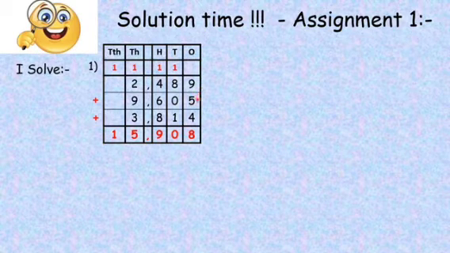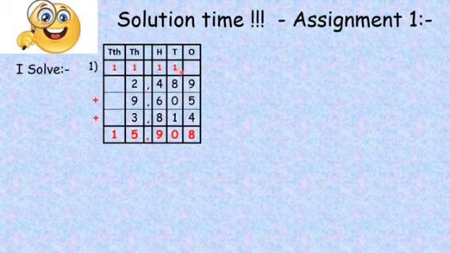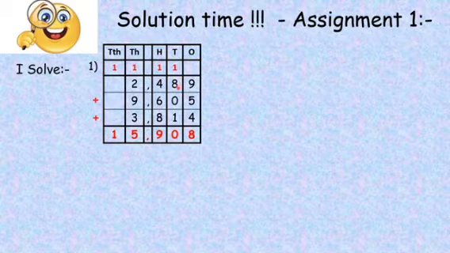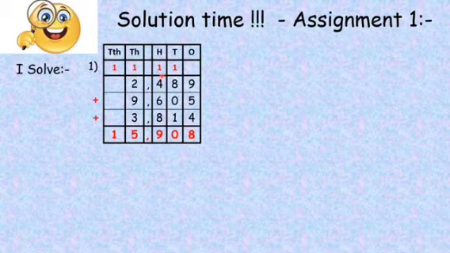So 9 plus 5 plus 4 is 18. We write 8 here and carry over 1 to the tens place. Then we have 1 plus 8 is 9, and 9 plus 1 is again 10. We have 0 here, 1 gets carried over to the next place, that is hundreds place value.